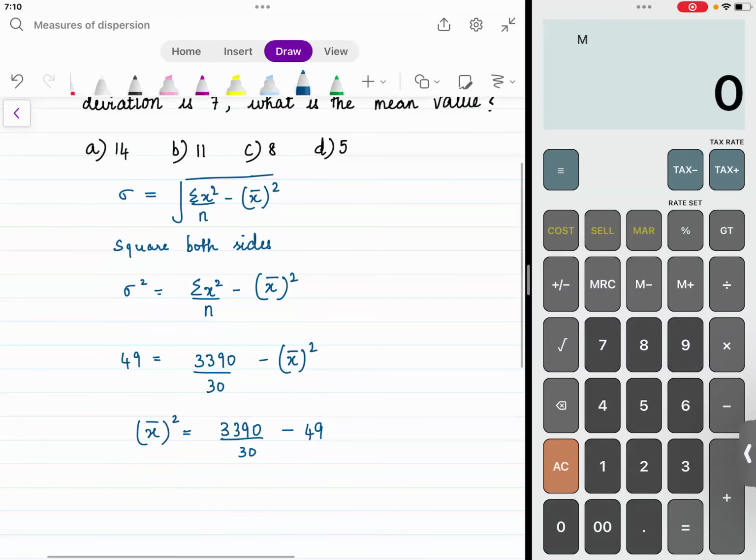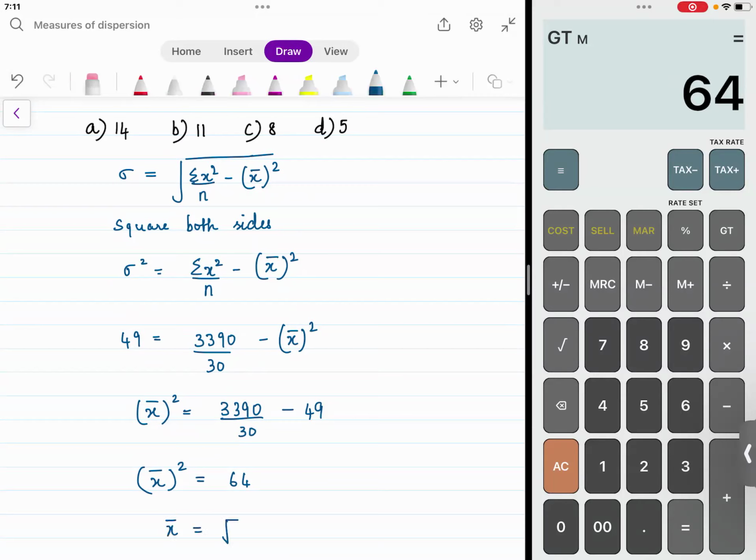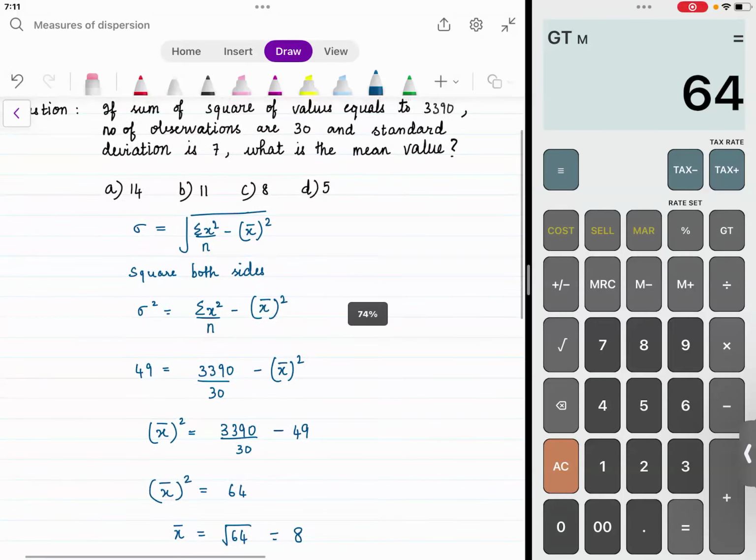So what is this value? 3,390 divided by 30, I'm getting 113, minus 49. So I'm getting x bar the whole square is equal to 64. Then what will be x bar? X bar is equal to root of 64, which is nothing but 8. So which option is it? Option C.